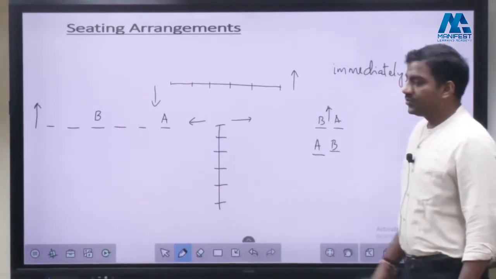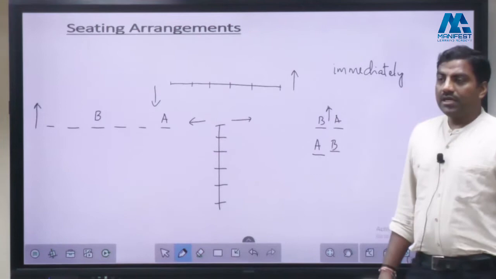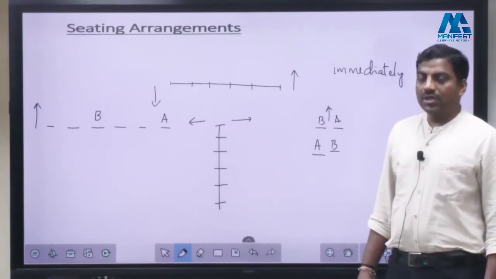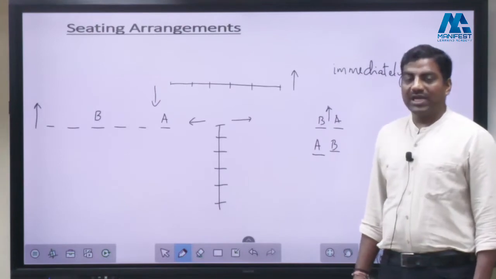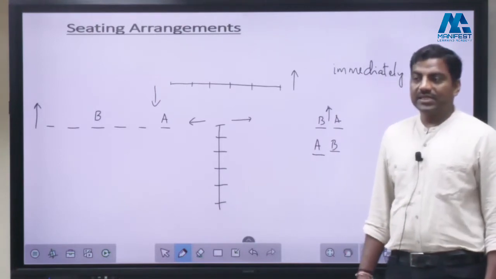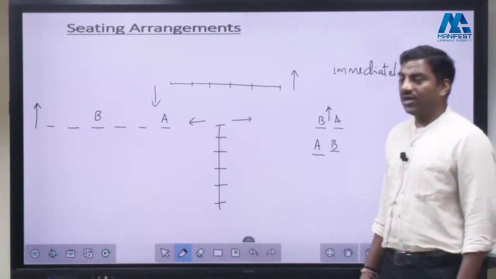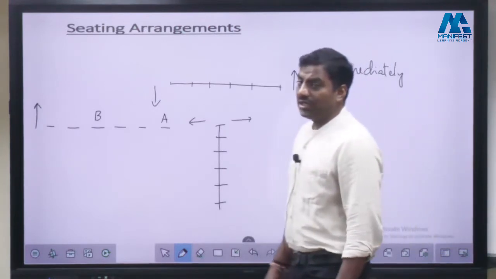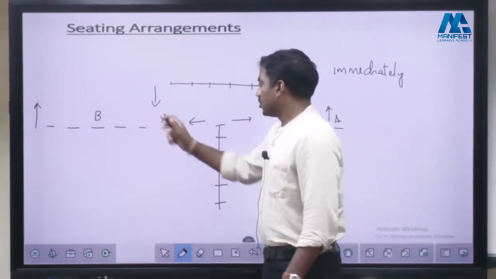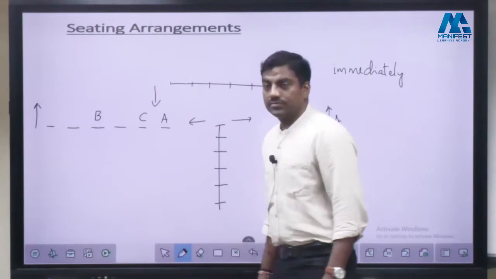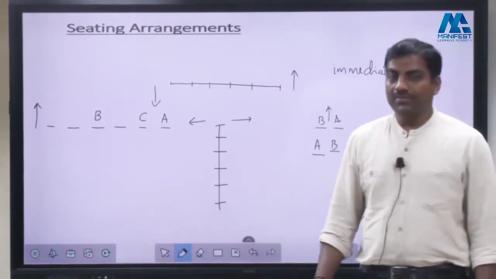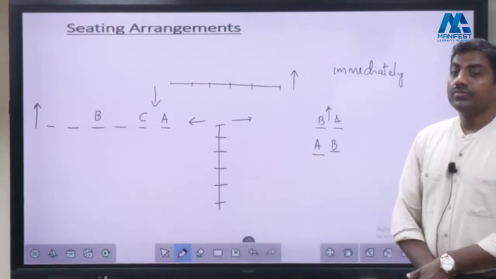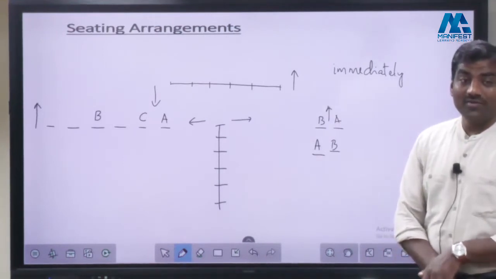Now I'll tell C is sitting immediate to the left of A. C is sitting immediate left of A, or immediate to the left of A. So should I mark here? Now tell me the position of C with respect to B. Second to the right of B.